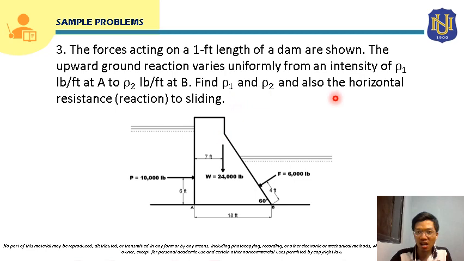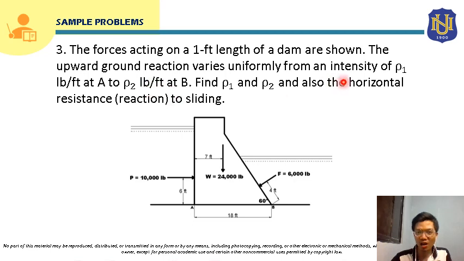Also, class, it is mentioned here that we have to solve for the horizontal resistance or the horizontal reaction. Since we can see here that the horizontal component of the resultant will be directed to the right, the resistance or the reaction should oppose that horizontal component of the resultant. So our horizontal reaction, or resistance to sliding, should be directed to the left.